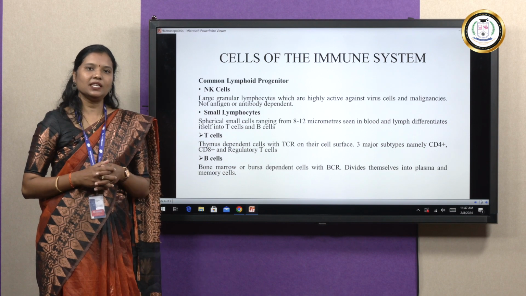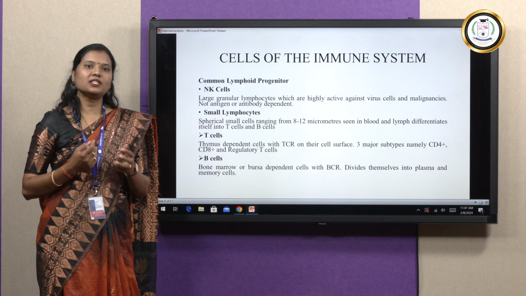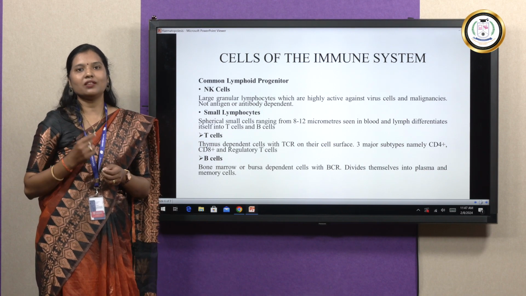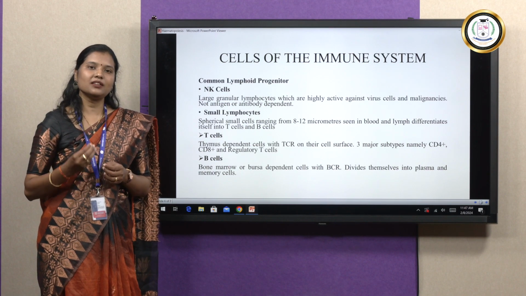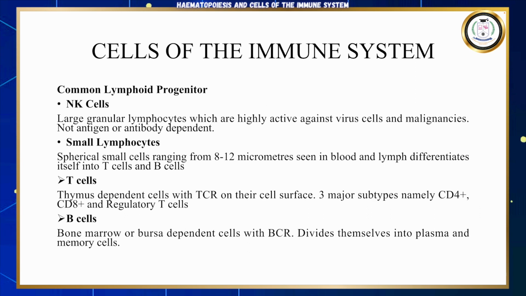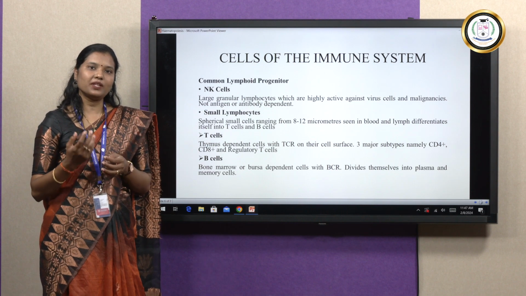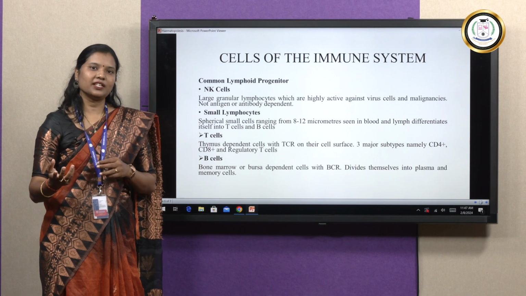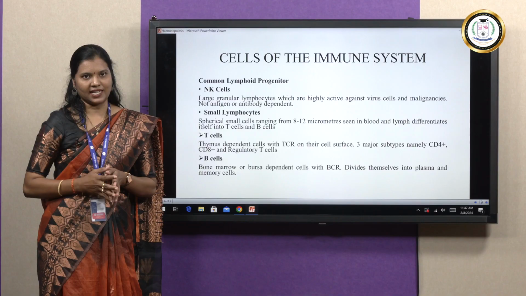NK cells basically do not require any antigen or antibody for their activity and cytotoxicity. They are highly active whenever they encounter any viral antigen, and during malignancies and tumors. The NK cells which are antibody dependent take up the help of IgG antibody and show their cytotoxicity, and they are antibody-dependent cellular cytotoxic cells.